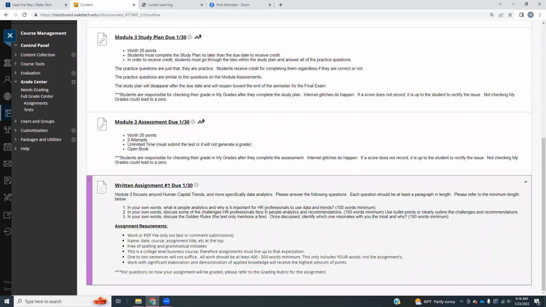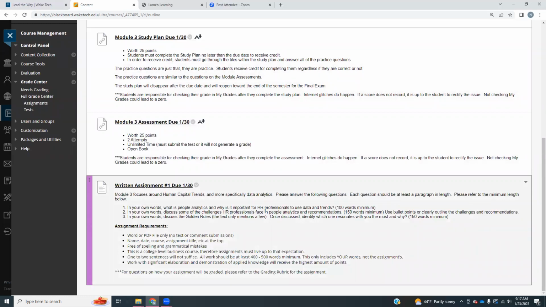So every module you'll always have a study plan and assessment. That's pretty much a given. And then occasionally you'll have a discussion board and or a written assignment. So this week you have a written assignment due, your first one. Let's go ahead and take a look at that. It is worth 75 points. Make sure you don't miss out on this area because it's worth 75 points.